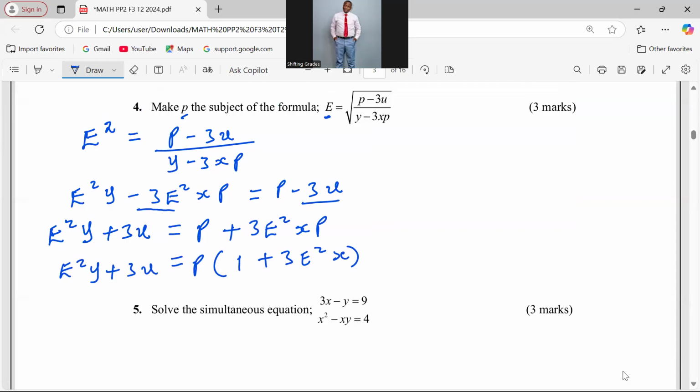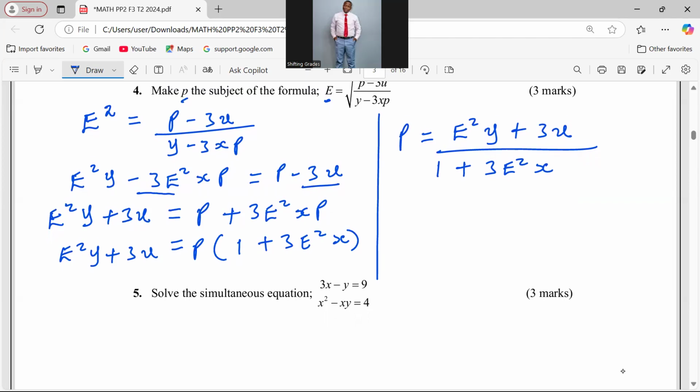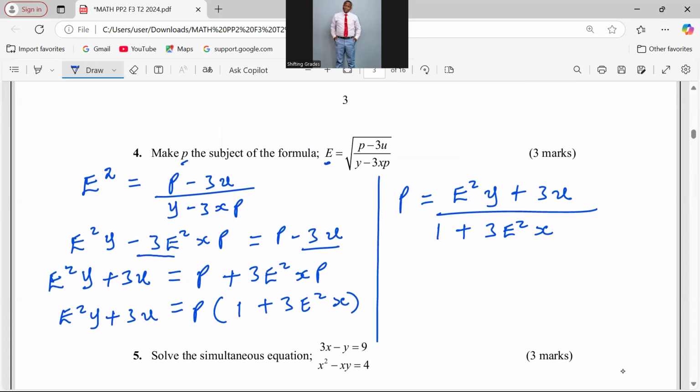At this point now, to remain with P, we are supposed to divide through such that E squared Y plus 3U is divided by 1 plus 3E squared X. So that is now how we are supposed to make P the subject of the formula.